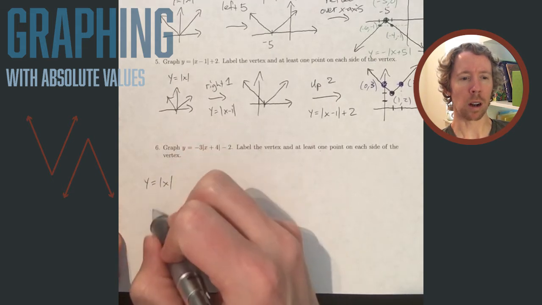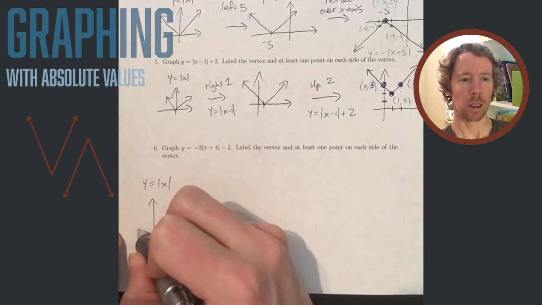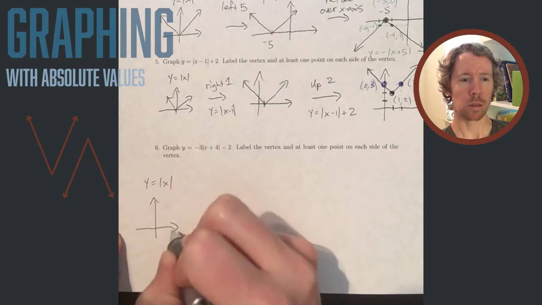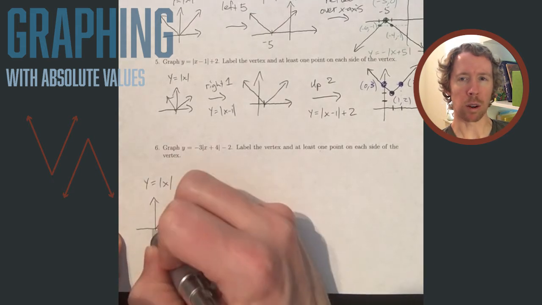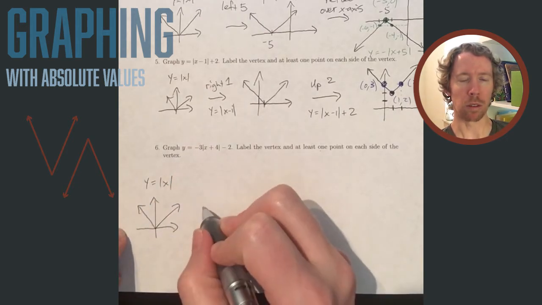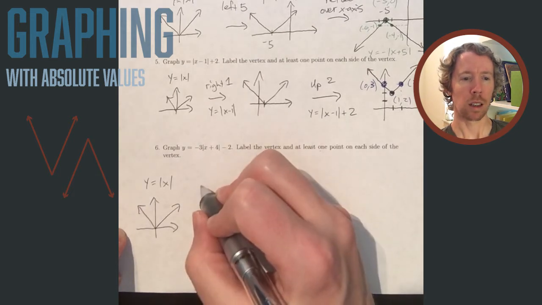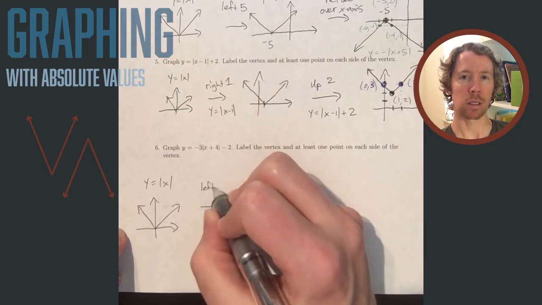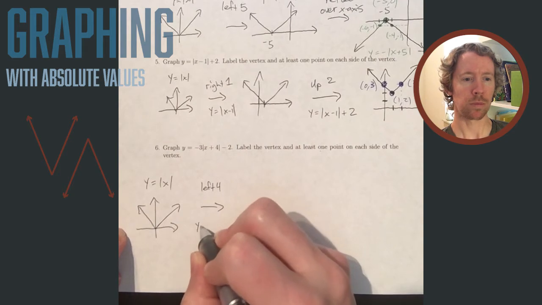All right, now we can combine all of our transformations. In this one, you can see that we're going to have a horizontal shift, a vertical shift, a reflection over the x-axis, and a vertical stretch.